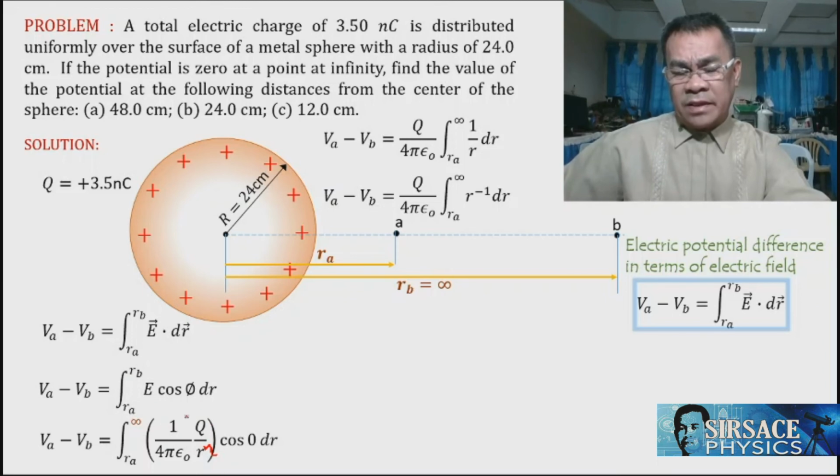The electric field definition is Q over r squared multiplied by a constant. So therefore, this must be squared. This is a typographical error. Then the integral, you have to add plus 1. Integration plus 1 will become negative 1.